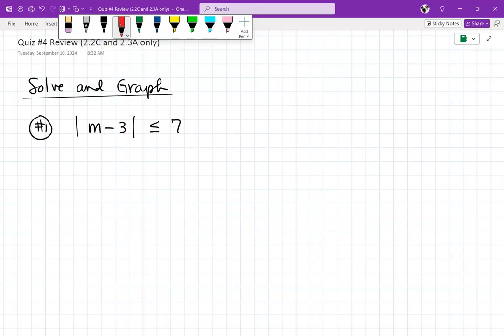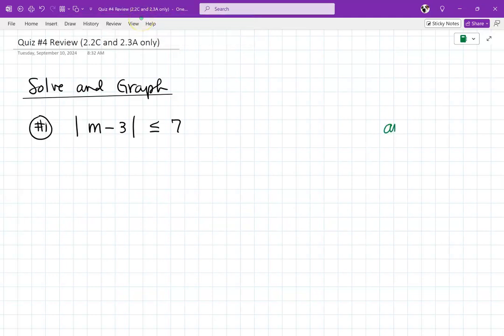Okay. So I'm going to put a little note over here on the side. It's and if it looks like this or like this. It's or if it looks like this or like that. Okay, so that's how you get your and or your or.